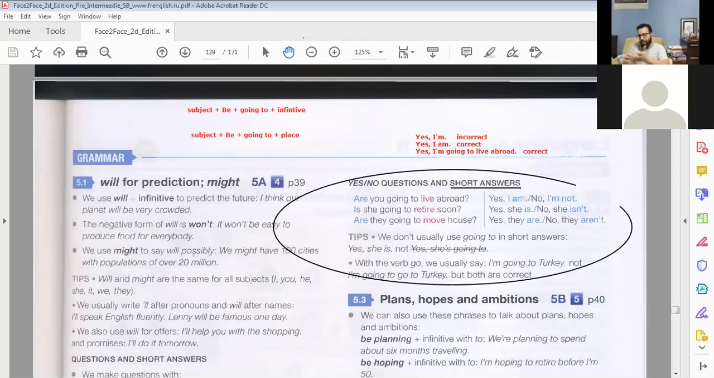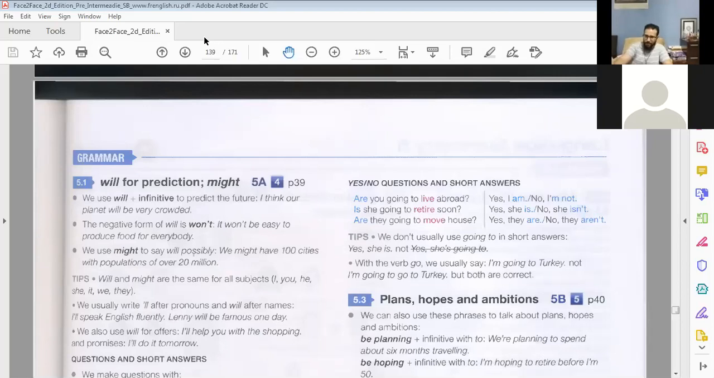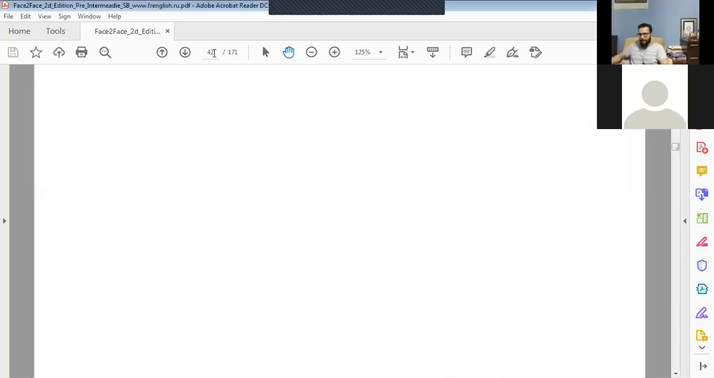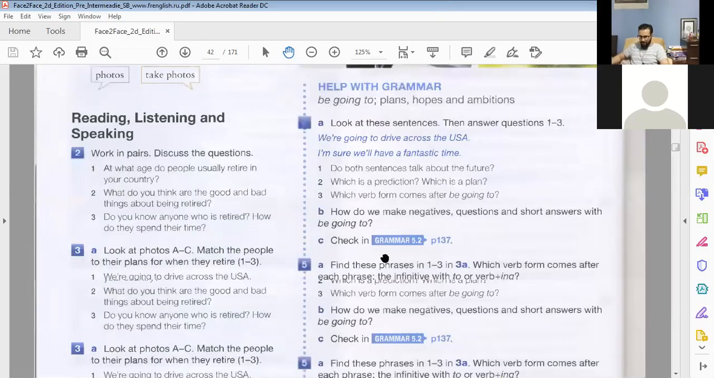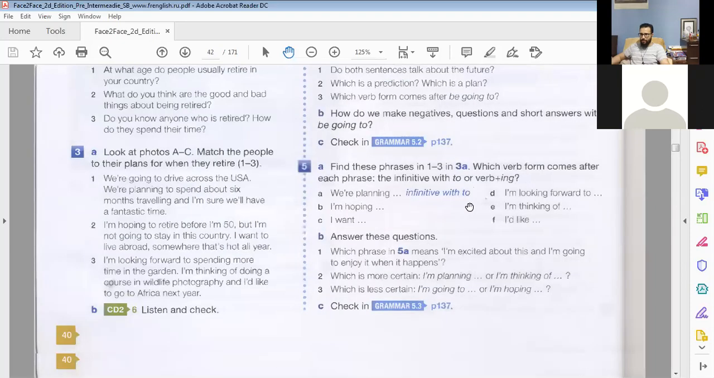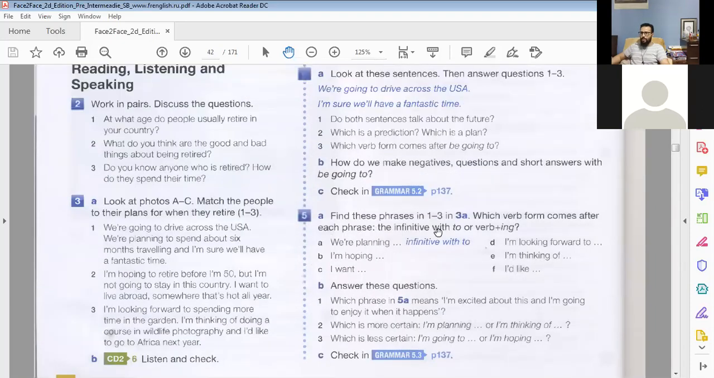Okay. All right. So let's go back to the lesson and let's do some exercises. All right. So we finished number 4. Now we have number 5. Okay, so it says find three phrases in number 1 to 3. So we want to look at question 3 now. Which verb form comes after each phrase? The infinitive with to or verb plus ing. So we have 2 options to answer, okay? You can use the infinitive with to answer this question, or you can use verb plus ing, depending on what you think is correct.